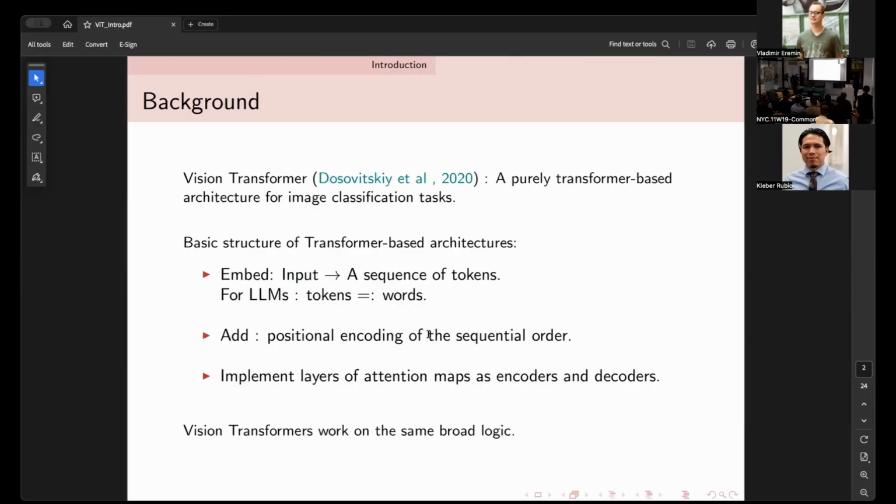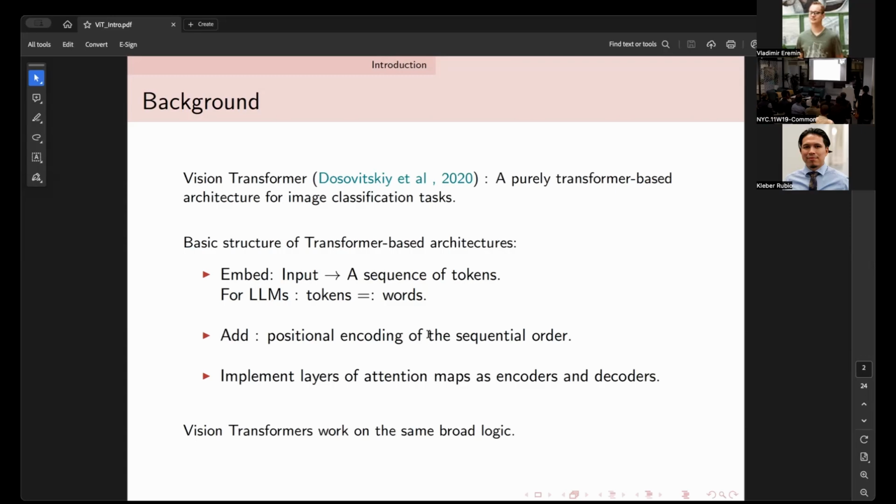Once you have a sequence of tokens, the next step is to add some sort of positional encoding to it to make sense of the sequence. In a sentence, words come in a certain sequence. Their order matters, so you need to put that information somewhere. That is called positional encoding. And once you have that, there are layers of attention, which map as encoders and decoders and give you some output. So that's the basic structure of any transformer-based architecture.